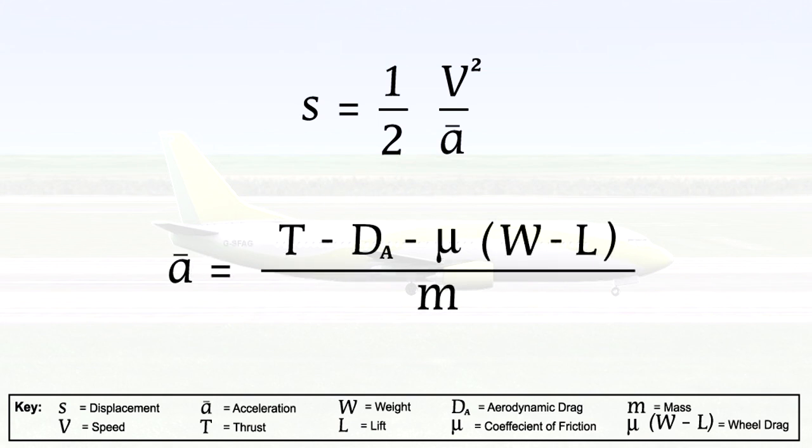The force is thrust, minus aerodynamic drag, and minus the wheel drag. Expanding the formula in this manner allows you to see how a change in one of the variables has a knock-on effect on the takeoff distance. For example, if there is a reduction in thrust, acceleration will reduce. If acceleration reduces, then the distance required to a specified speed increases.